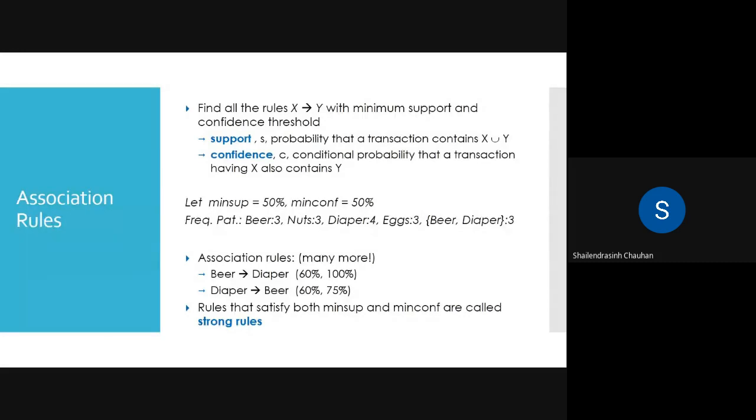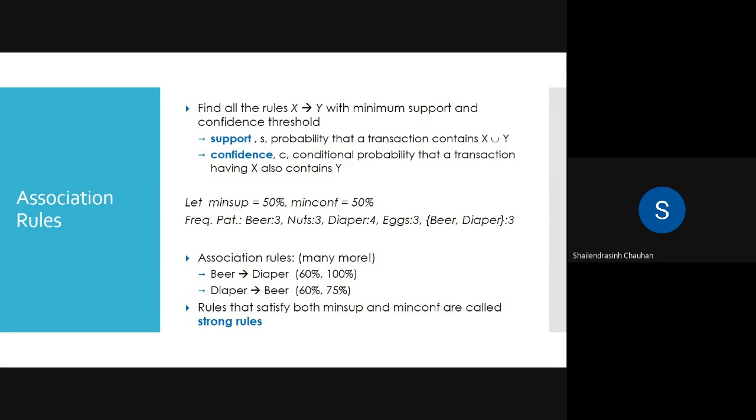75% confidence means, consider that you are having 200 transactions. Total transactions 200. Out of 200, in 100 transactions you are having diaper. So out of those 100, how many transactions are having beer also along with diaper? That is the meaning of this 75%. Let us say 75 transactions are having diaper and beer both. So that is 75% confidence.